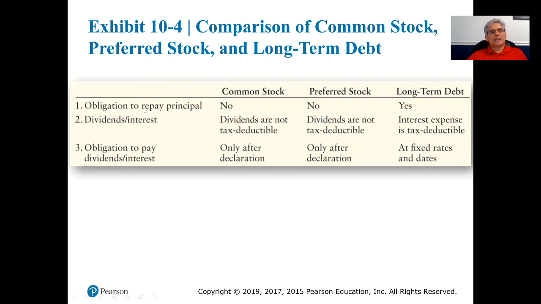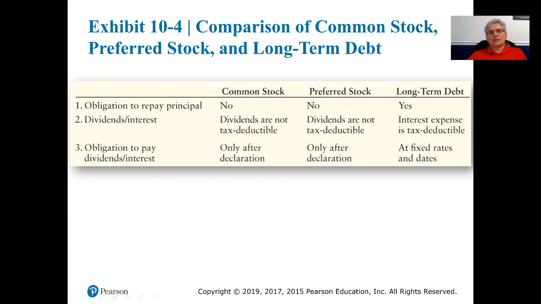Number 1, the obligation to repay the principal. There's no obligation in common stock. If you buy common stock, you bet on the fact that you'll be able to sell it, and when you sell it, your principal or your original investment is returned. You're hoping as well that not only do you get that original investment back, but you get maybe some appreciation.